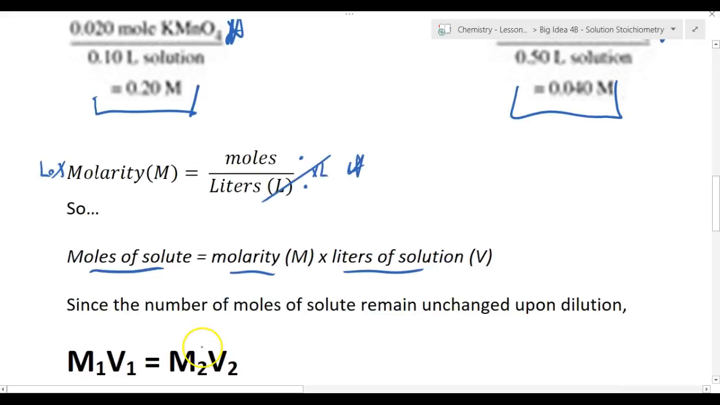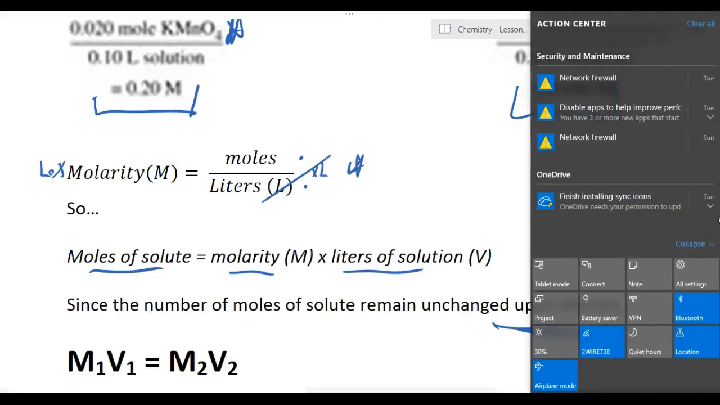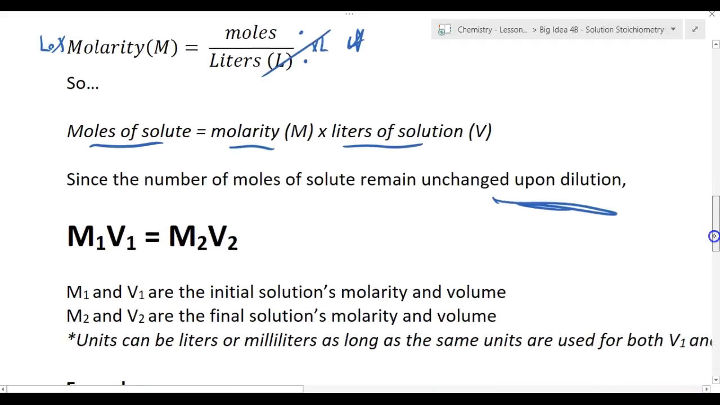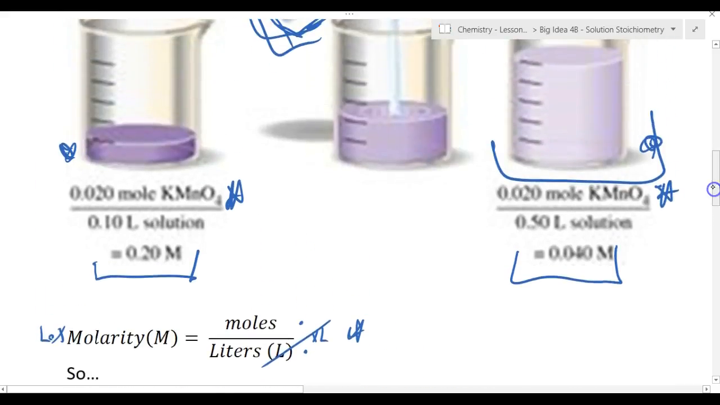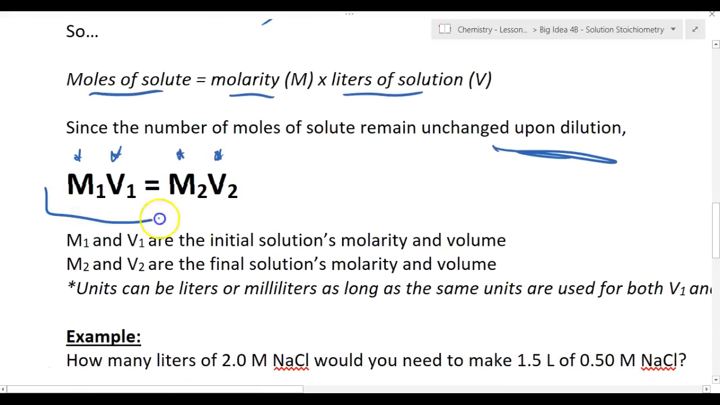So, since the number of moles of solute remained unchanged upon dilution, we get this new equation: the molarity of our initial times the volume of our initial is equal to the molarity of our final times the volume of our final. Okay, the only reason why that works is because our moles are equal to each other. Since we have the same amount of moles in both of these, we can set these equations equal to each other and end up with this new equation. M1V1 equals M2V2.